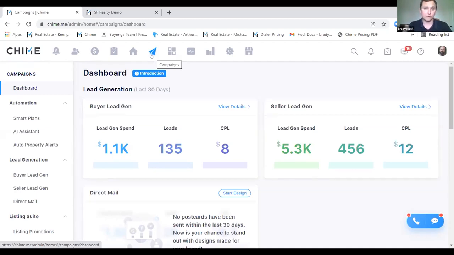As soon as we have two of those pieces in play, we start talking lead gen options. For your buyers and for your sellers, Chime has Facebook advertising campaigns available. We also have Google pay-per-click advertising available to you.